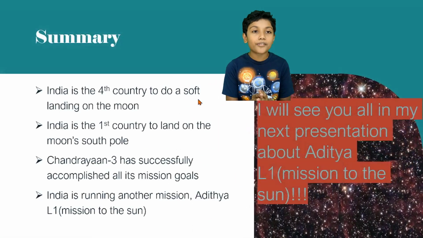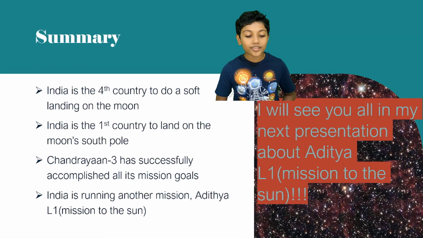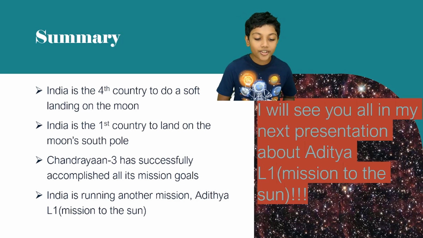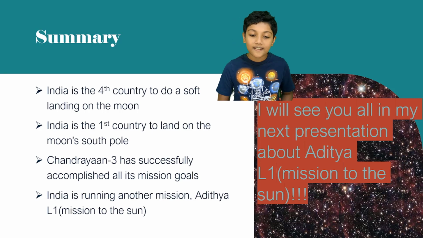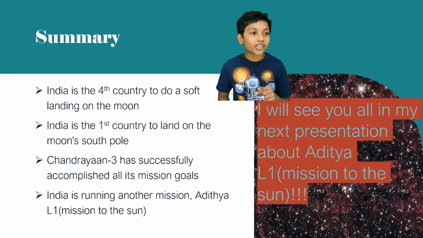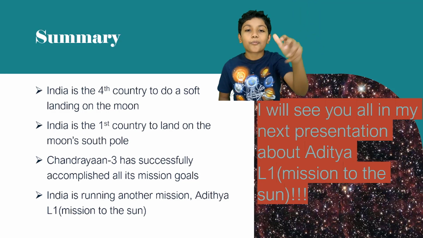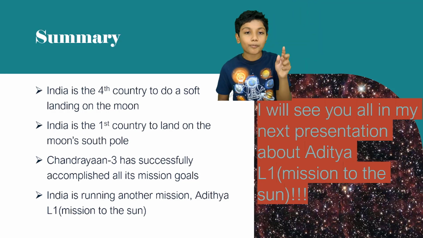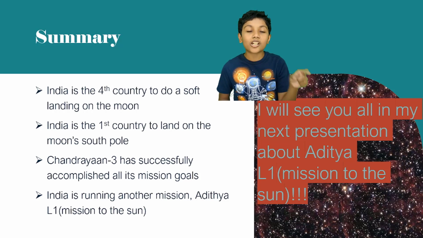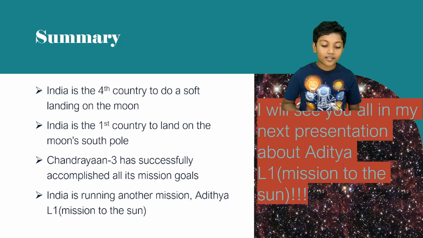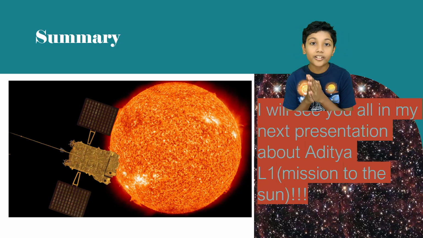So here's the summary of this video. India is the 4th country to do a soft landing on the moon, with Chandrayaan-3. It's also the first country to land on the moon's south pole. So all the other 3 countries, America, the Soviet Union, or Russia now, and China, have all landed their spacecraft, but not on the South Pole. But India, Chandrayaan-3 did. India is running another mission called Arya, which is the mission to the sun.